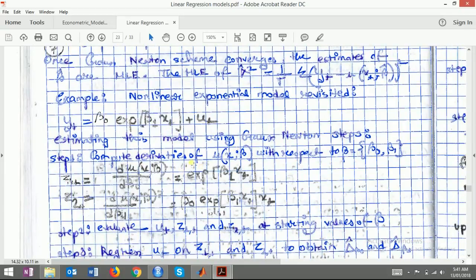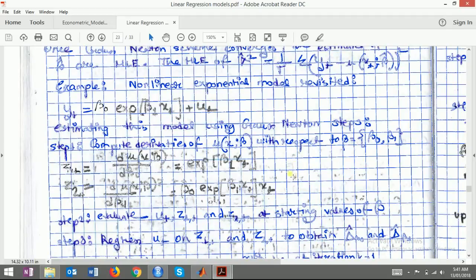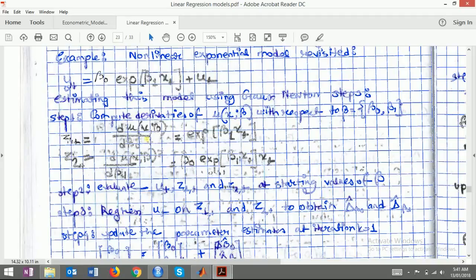Step 1, compute derivatives of mu, the nonlinear independent variable function, with respect to beta naught and beta 1. So z1t and z2t, the derivative with respect to beta naught and with respect to beta 1. With beta naught we have the exponential of beta 1 xt, because beta naught is 1. With beta 1 we have the exponential of beta 1 xt, and there is another x added. That's all. This is the first step.